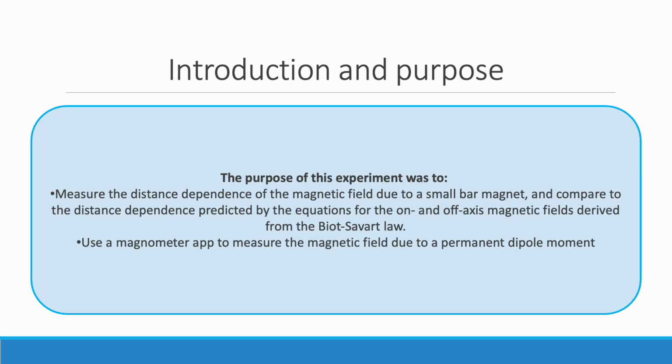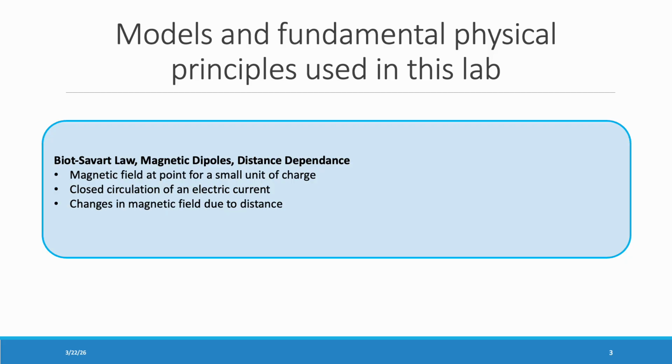The purpose of this experiment was to measure the distance dependence of the magnetic field due to a small bar magnet and compare it to the distance dependence predicted by the equations for the on and off-axis magnetic fields derived from the Biot-Savart law, and then to use a magnetometer app to measure the magnetic field due to a permanent dipole moment. The fundamental physics principles used in this lab experiment were the Biot-Savart law, magnetic dipoles, and finally distance dependence.